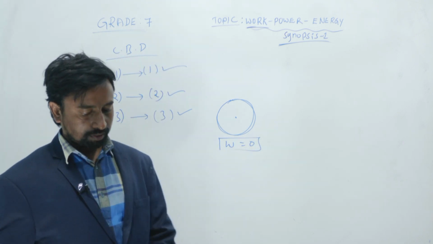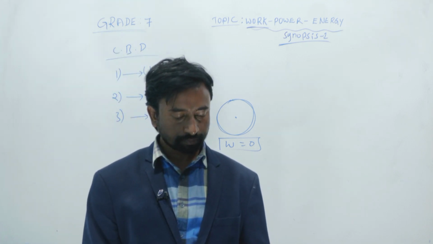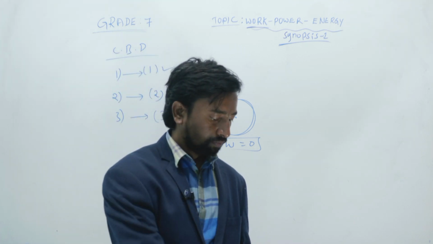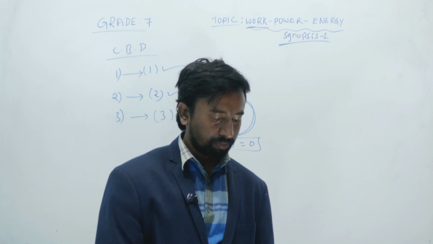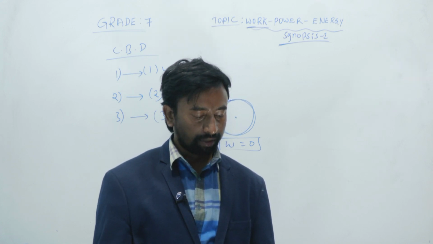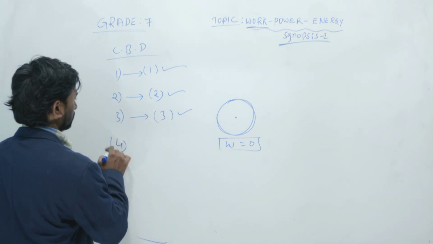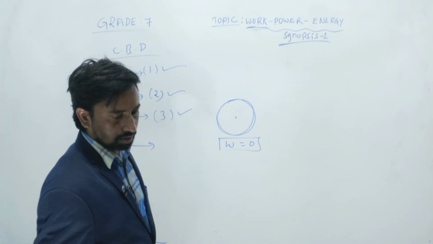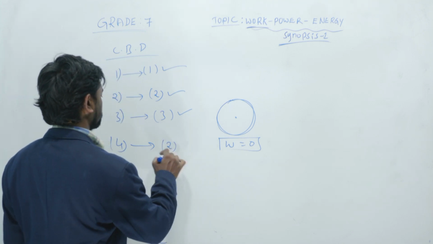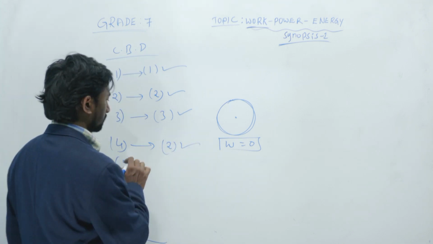Now the next one. The fourth one: work done by a body displaced in the direction opposite to the applied force is also negative work done. So for the fourth one, the option is option 2.